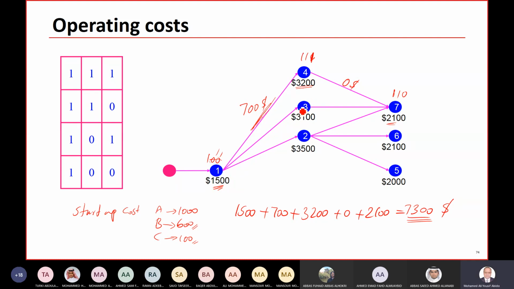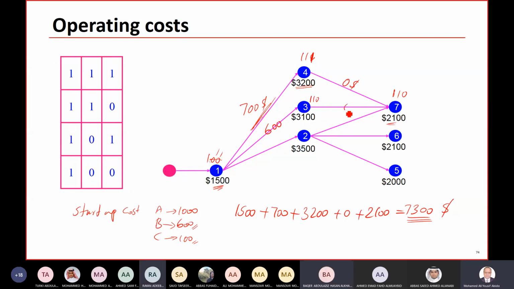This status is 110. Is there any startup involved here, from 100 to 110? So how much cost here? $600. $600 for this link.